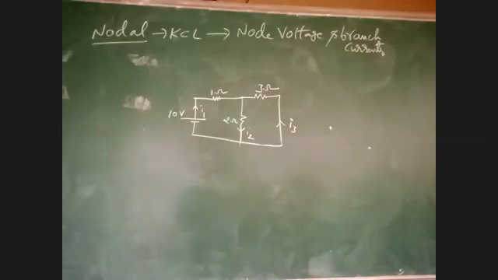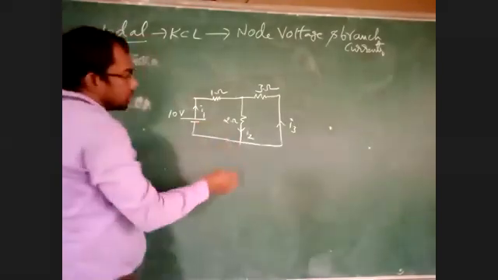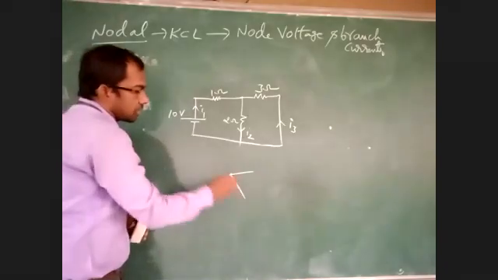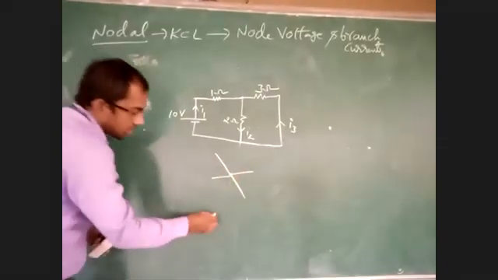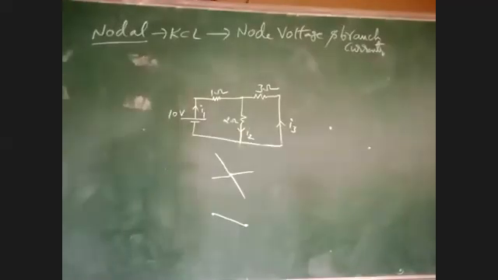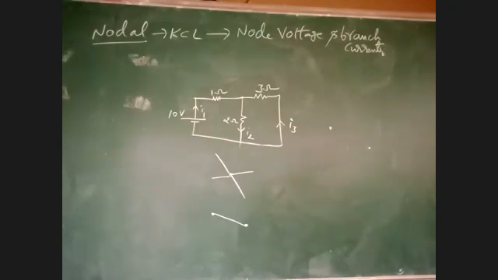Sorry, see here. Node means joining of two or more branches. Branch means in between two nodes we will have one line. That is called a branch. So in this circuit, how many nodes are there? Two nodes.